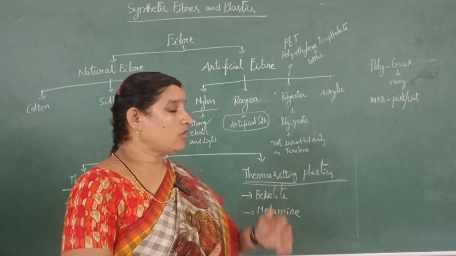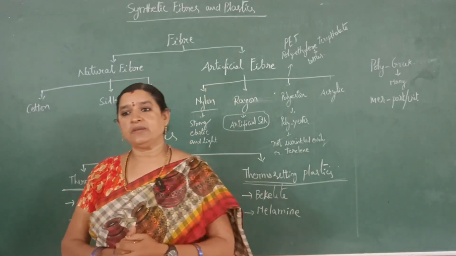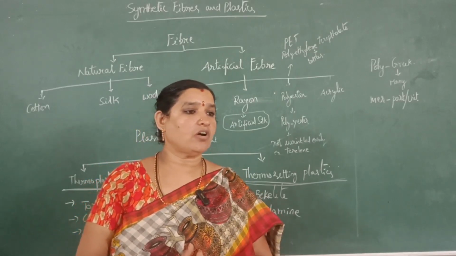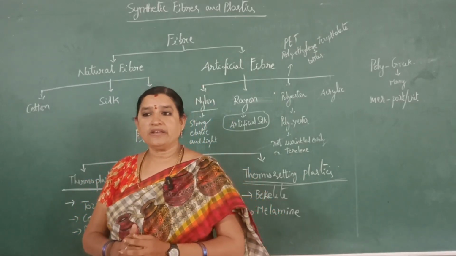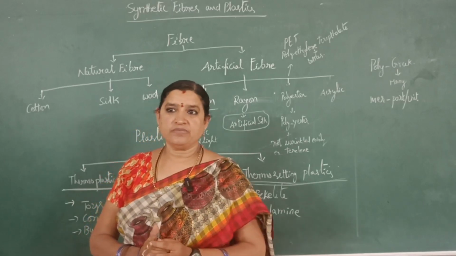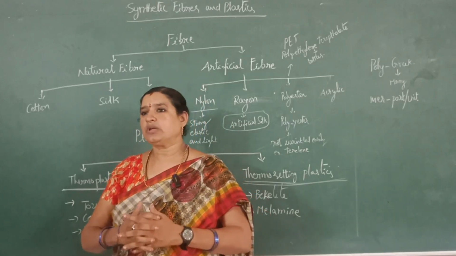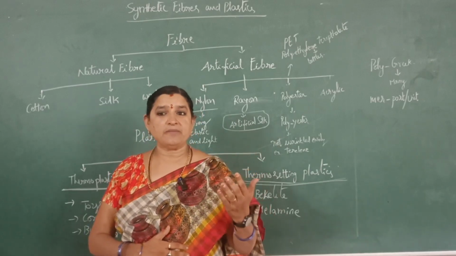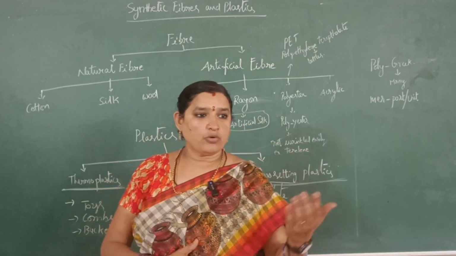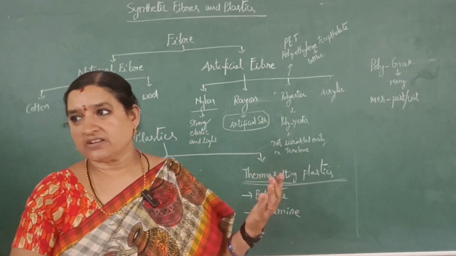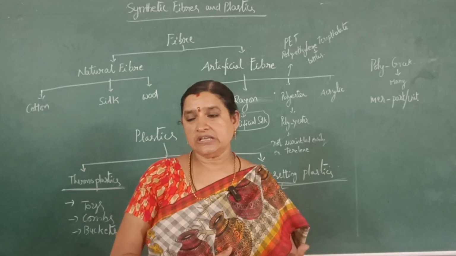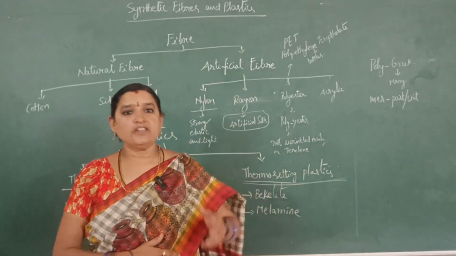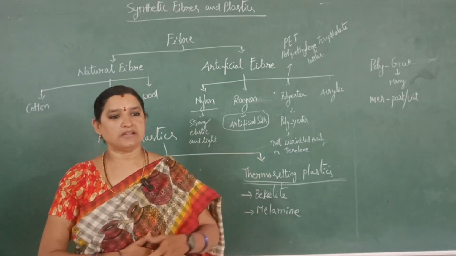Okay, then what is the artificial fiber or synthetic fiber? Synthetic fibers are man-made fibers. These are obtained from petrochemicals. They undergo many chemical reactions and then we prepare fibers on our own. Man-made fibers are called synthetic fibers. The origin of the synthetic fibers is petrochemicals.